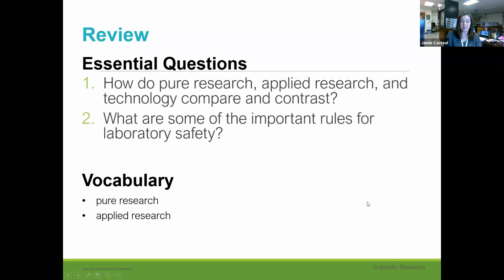here are the questions I'm going to ask you here in a second. How do pure research, applied research, and technology compare and contrast? What's the same with all of those? What's different? And what are some of the important rules for lab safety? We've been over that, so just give me a few, okay? What do you find as the most important?